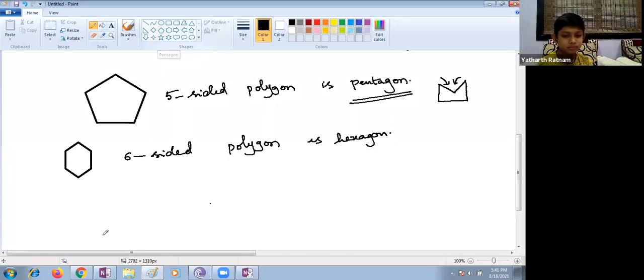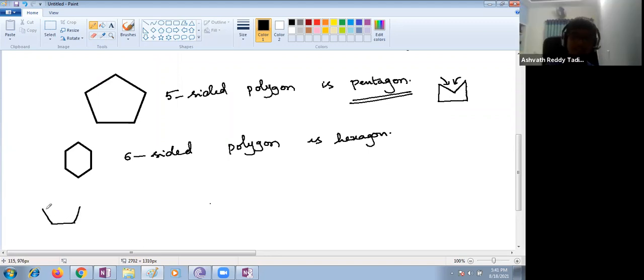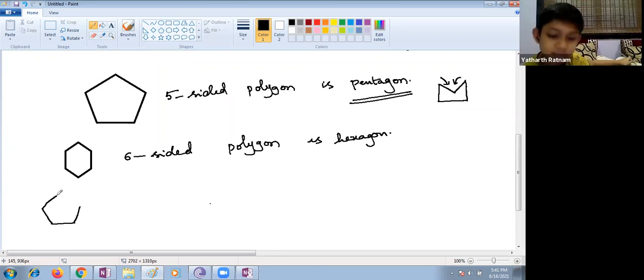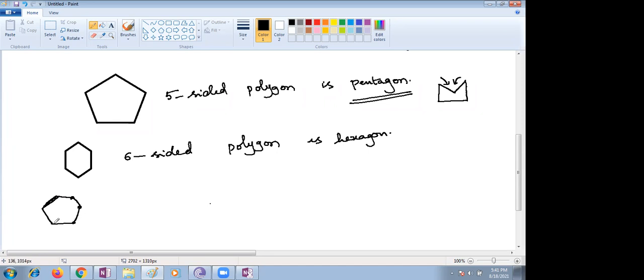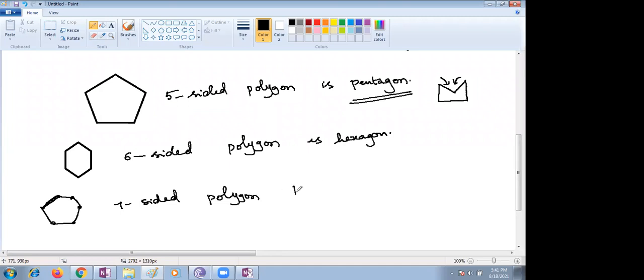Now let me draw a 7-sided polygon. Ma'am, it looks like a mail, ma'am. Yes, anything you are supposed to draw, but it should be a 7-sided polygon. What is the name of a 7-sided polygon? Heptagon, ma'am. Heptagon.